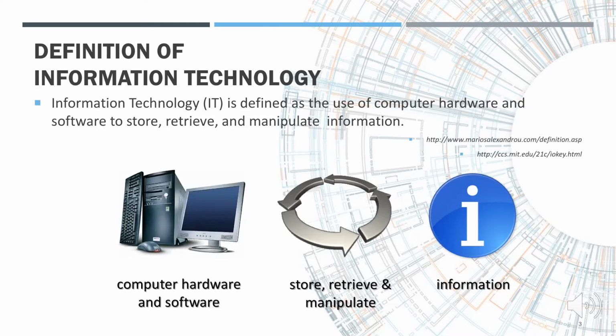Okay, first thing, before we proceed to the next detail about the topic, first you have to know what is the definition of information technology. Okay, information technology we define as the use of computer hardware and software to store, to retrieve, and to manipulate information. Alright, so this is the definition of information technology.